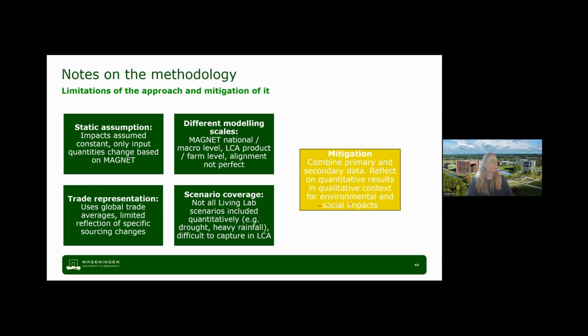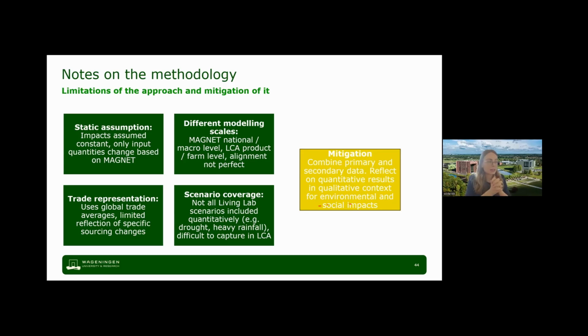There's also the trade representation. It's using global trade averages, so there is limited reflection of specific sourcing changes. And not all of the living lab scenarios, so on drought and heavy rainfall, etc., could be taken into account quantitatively, because that's very hard to capture with LCA, as LCA is really focusing on inputs and outputs, so all the inputs per ton or kilogram of wheat.